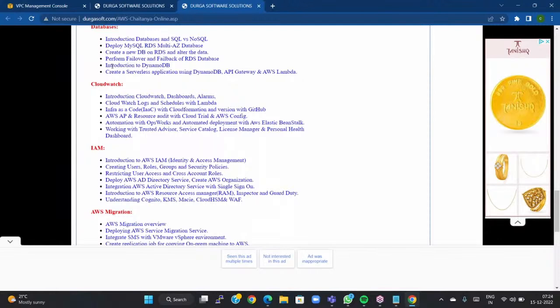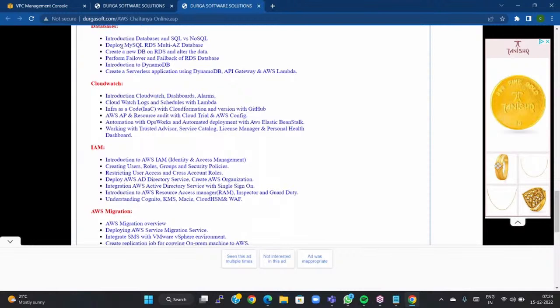So SQL database and NoSQL database. What is the main difference between SQL database and NoSQL database? These are the concepts that you are going to learn. And after that, deploy MySQL RDS multi-zone availability zone database. So you are going to configure a database which is redundant, or else which will be highly available. So that is what you are going to learn about MySQL database.